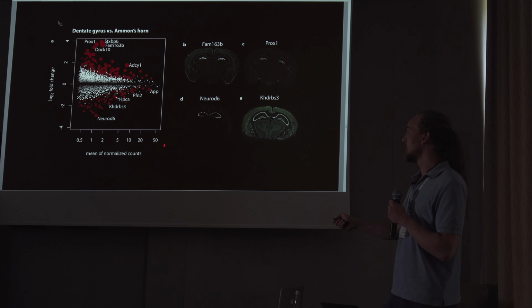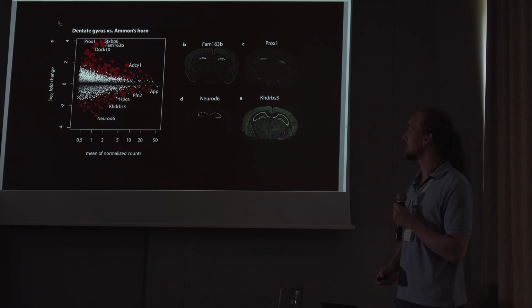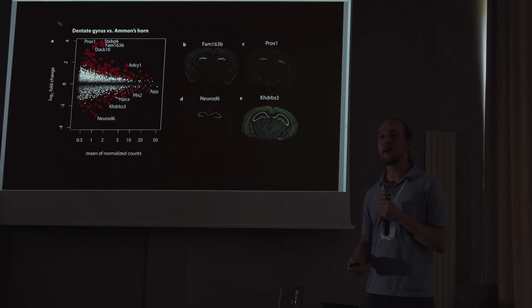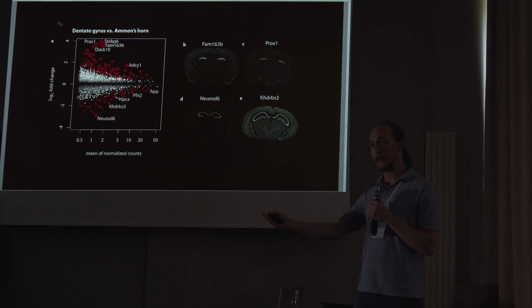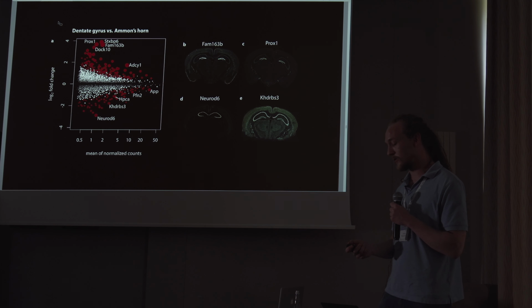The plot here shows the mean expression on a logarithmic axis and the fold change between the 2 regions on the vertical axis. And 2 of the most extreme genes, PROX1 and FAM163B, that are up in the dentate gyrus, are quite clearly specific to the dentate gyrus if we look at images retrieved from the Allen Brain Atlas. Whereas NeuroD6 and KHDRBS3, which are among the most extremely downregulated in dentate gyrus versus Ammon's horn, we clearly see Ammon's horn being its main source of expression.